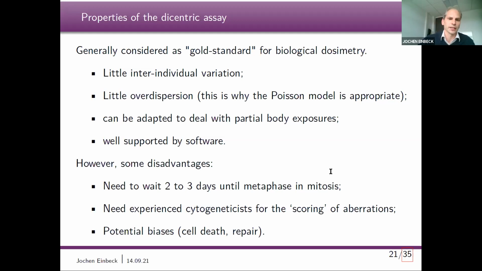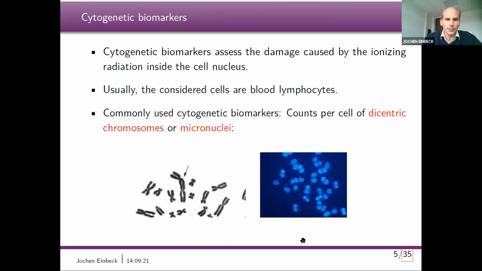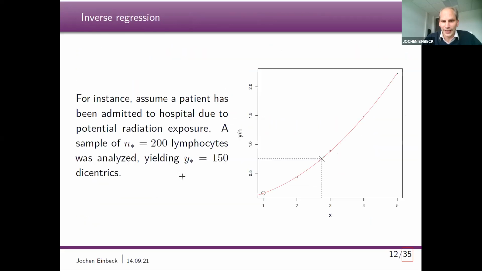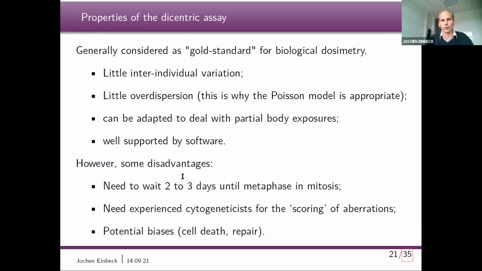So that's another advantage. There are some disadvantages. As said on the first slide, the scoring, the counting, can be difficult. You may need to wait quite a lot of time until you can actually apply it, because until you see these beautiful dicentric chromosomes here, you need to wait until the metaphase of the mitosis, because otherwise one just cannot see them. And this can take 3 days, which can be quite a lot if you're worried about having been exposed to radiation and you would like the answer.